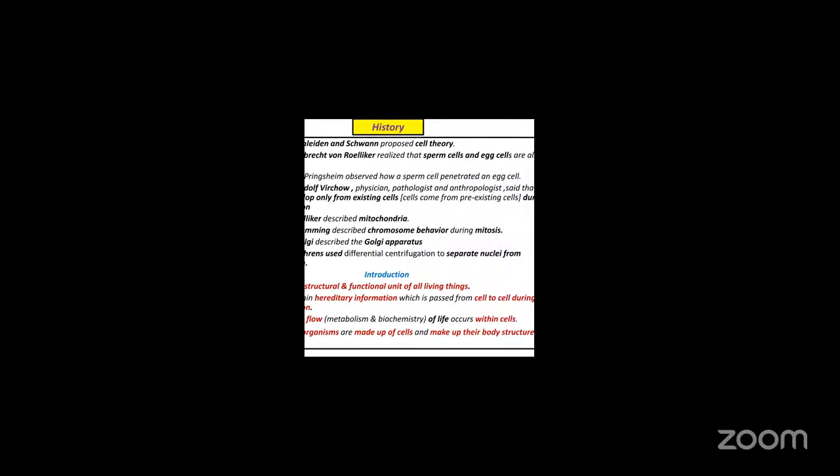So the cell is a very important basic unit, and it constitutes the whole body, because a number of cells will constitute a tissue. Tissue will make up an organ, and an organ will make up the whole structure or the whole living organism. So like this, though the cell is a very important and basic unit, all the living organisms are made up of cells, and they make up their body structure. The cells help in the making up of the body structure.